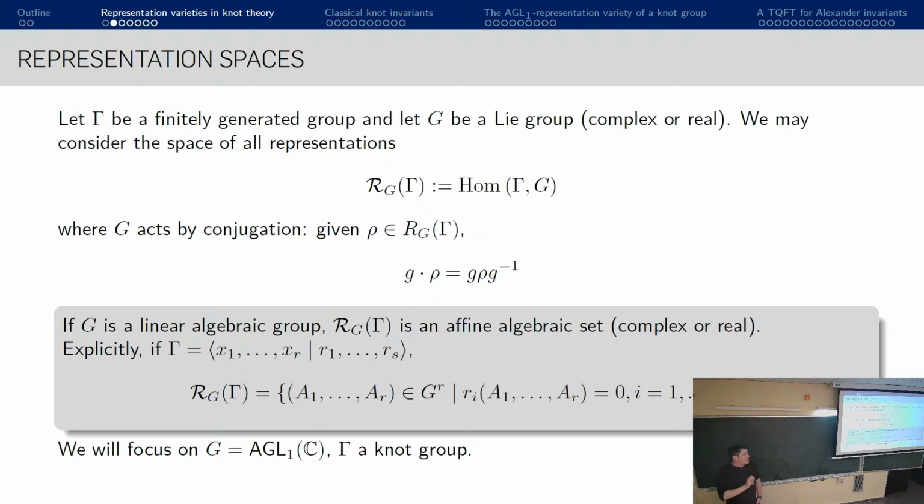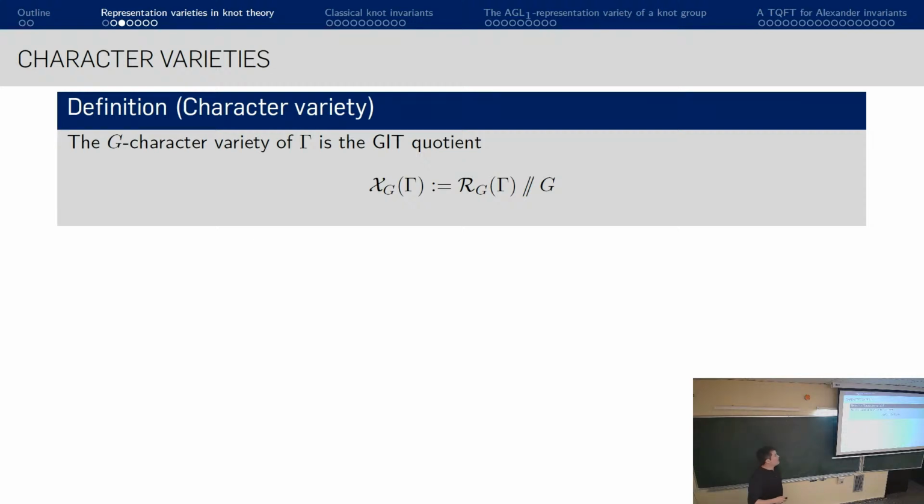The main focus: G is going to be AGL1, we'll define it later, and gamma is going to be a knot group. And then the character variety, which we won't deal much with today, is simply the appropriate quotient in the setting that you need, by that conjugacy action. If you want to construct an algebraic variety from the representation space, you've got certain problems. For example, the quotient is not a Hausdorff space.